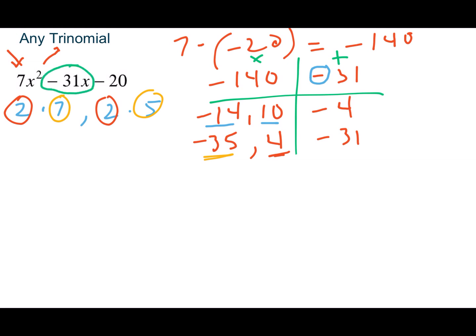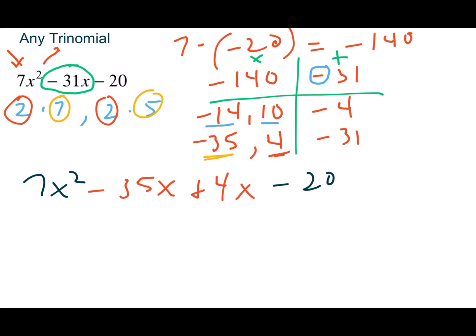Maybe you learned guess and check from this point, and if you know how to do guess and check from that point, do it. Go for it. If you use grouping to break up this middle term and rewrite the problem this way, 7x squared, now I use the terms I just found, minus 35x plus 4x minus 20, and you know how to group from there, go for it. I'm going to show you a different method that you probably haven't seen before.